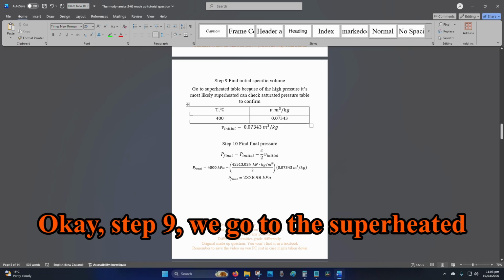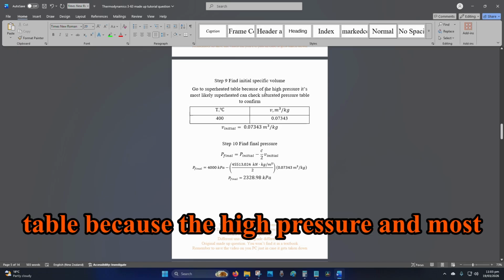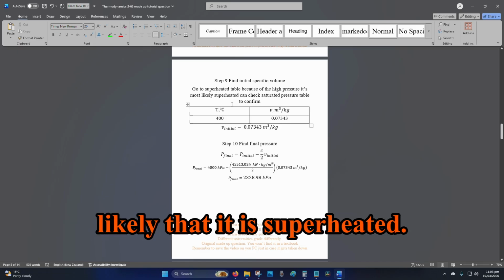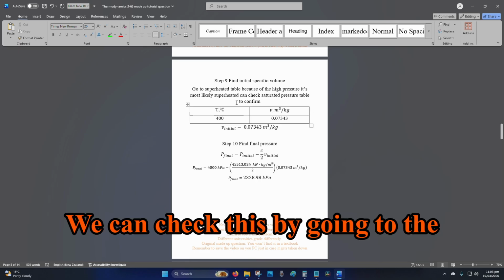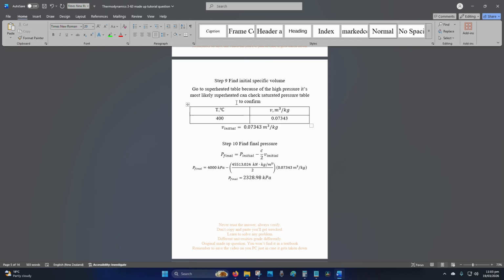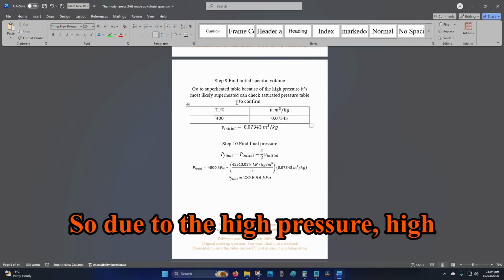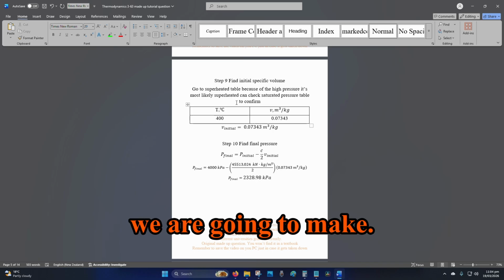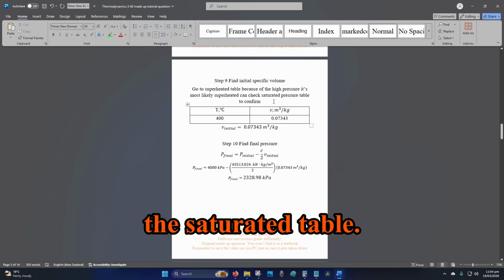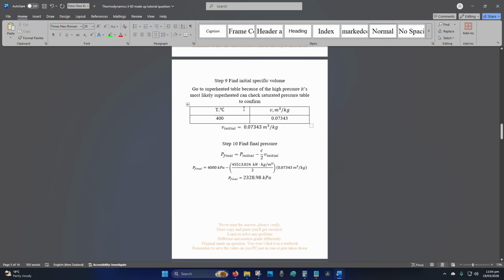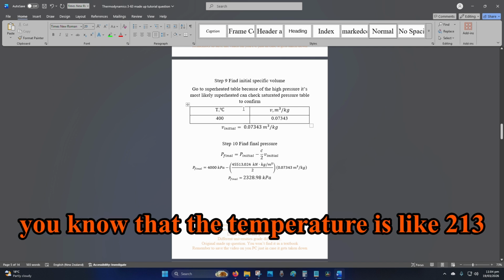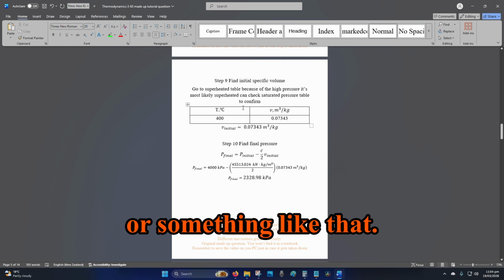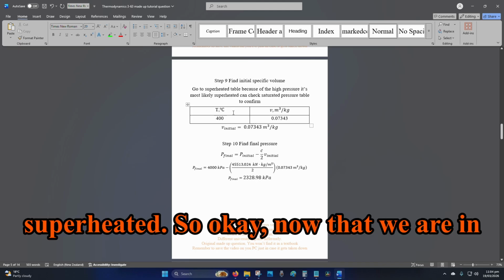Okay, step 9, we go to the superheated table because of the high pressure, and most likely it's superheated. We can check this by going to the saturated pressure table to confirm. Due to the high pressure and high temperature, that's the assumption that we're going to make. We're going to confirm it by going to the saturated table. Once you go to the saturated table, you know that the temperature is like 213 or something like that, so you know it's going to be superheated.